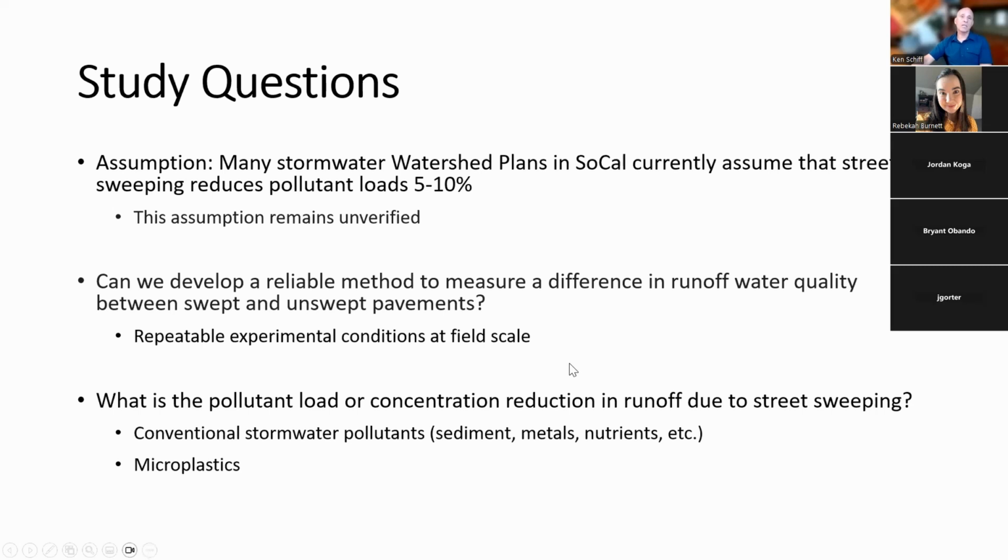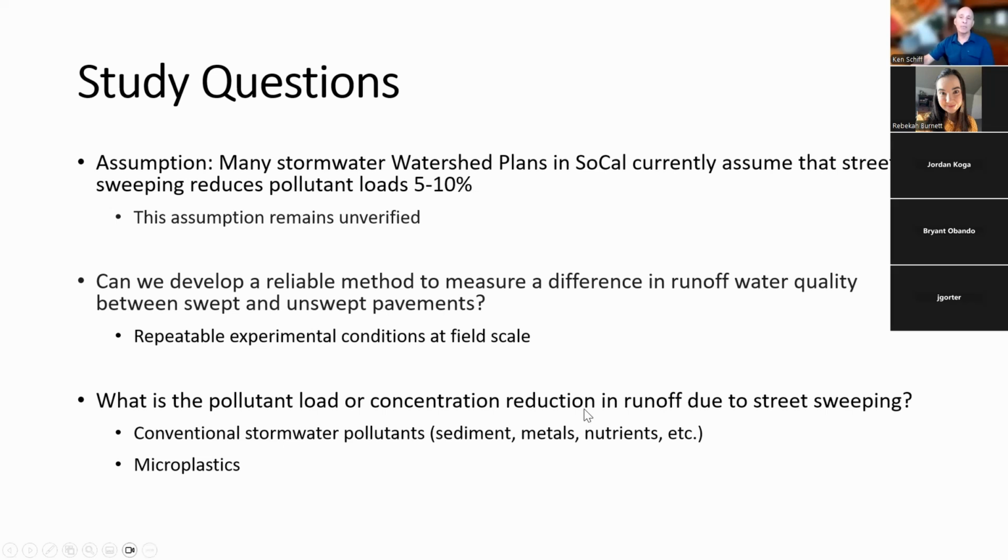So let's talk about the study questions. I already told you that the primary assumption in most of the watershed management plans, at least in Southern California, is that street sweeping removes about 5 to 10% of the total watershed load. This has really never been verified, at least not in rainfall, not in wet weather runoff.